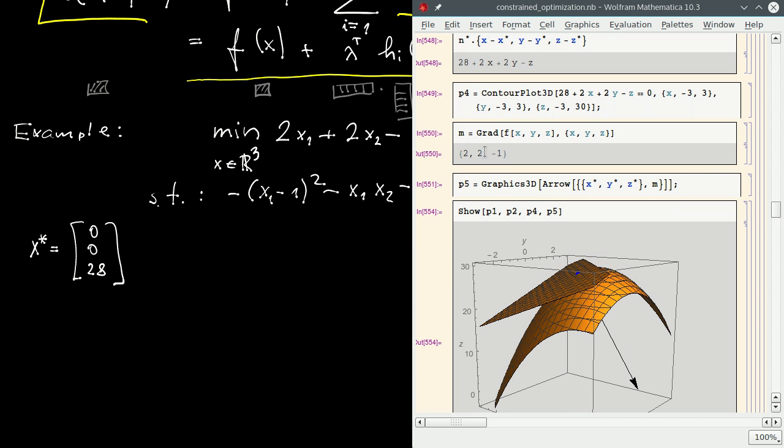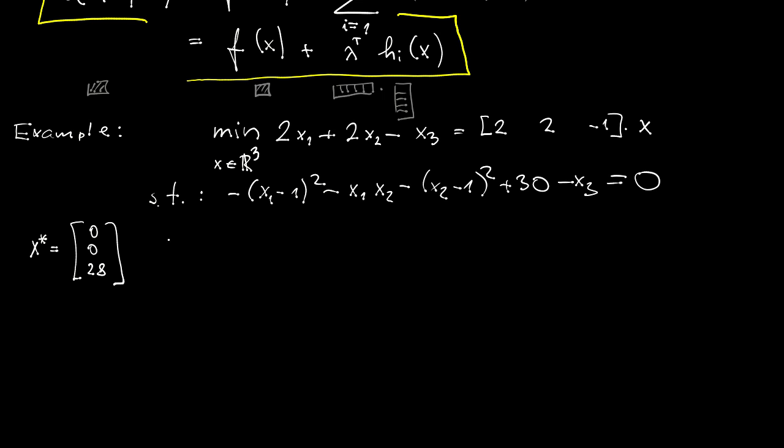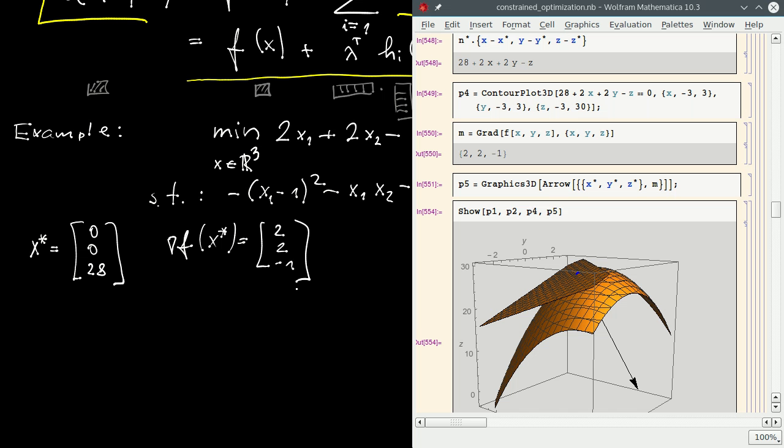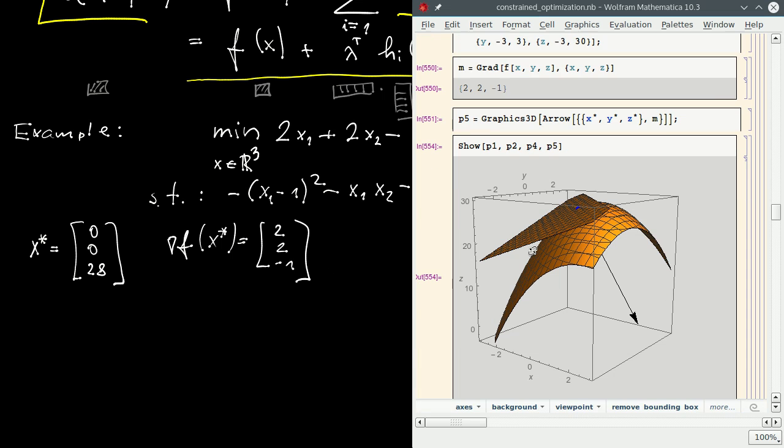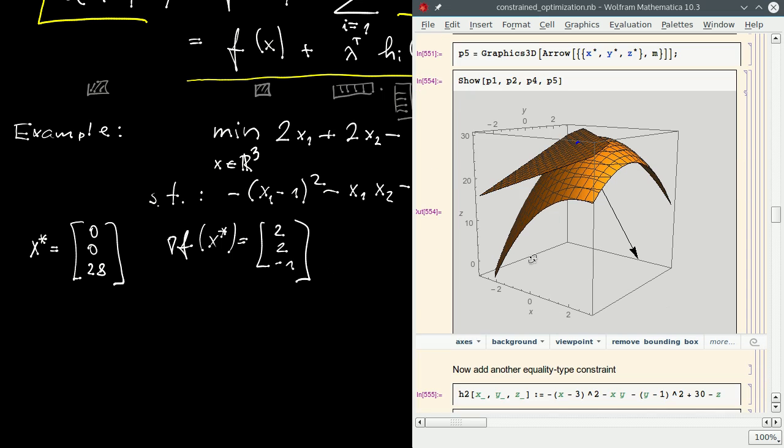By the way, just in case we need it, the gradient of f at the critical point is (2, 2, -1). So I'll put it here. All right, so apparently the crucial role here is played by the concept of the tangent space.